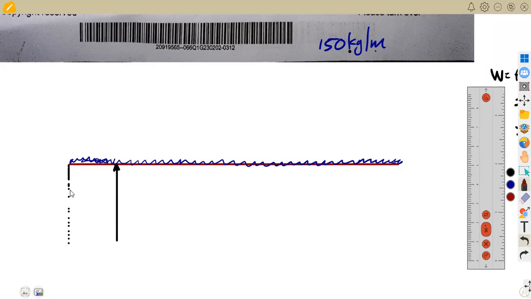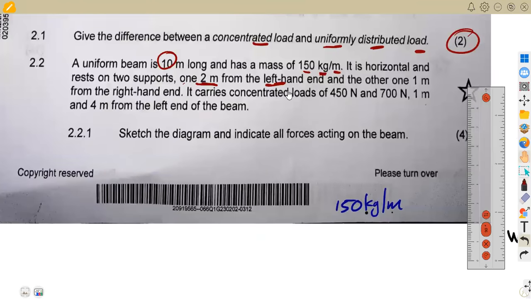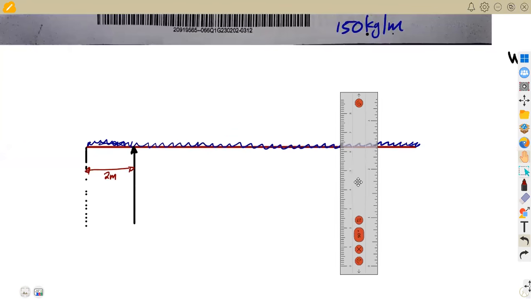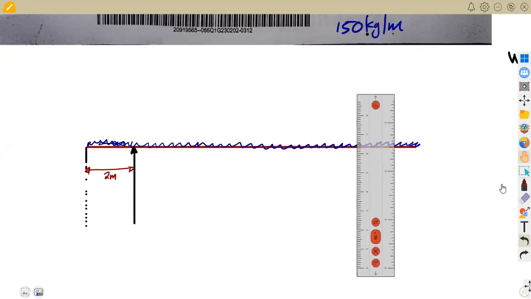That's what we know. The difference here that we are given is 2 meters. It is 2 meters from the left, and it's given as a support, okay? Then also, the other one is 1 meter from the right end. There's another one that is 1 meter from the right. This is our right, 1 meter from there, maybe somewhere here. So what we just know is that there's a support here, which is 1 meter from the right hand.